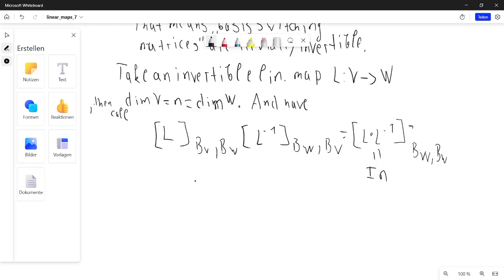So what we have is that the inverse of a matrix is exactly the representation matrix of the inverse map, right? So in particular, the representation matrix of an invertible map is invertible, and invertible with what? Well, of course, with the representation matrix of the inverse map, with respect to the same basis. So if we would switch bases, of course, we would have different considerations here. All right.